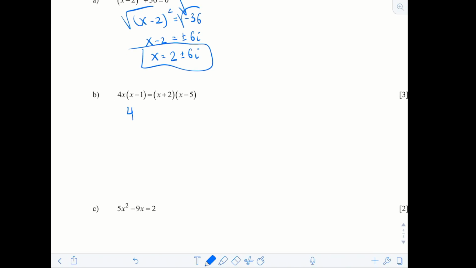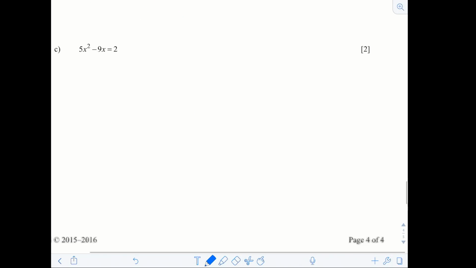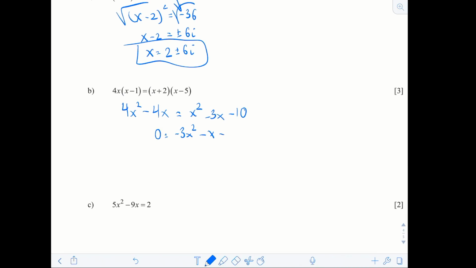Over here, 4x squared minus 4x is equal to x squared minus 3x minus 10. Bring the 4x squared over, bring the 4x over as well, so I end up getting negative 3x squared minus x minus 10. Actually, before I multiply, I'm going to multiply everything by -1, or divide everything by -1, so I don't have so many negatives.